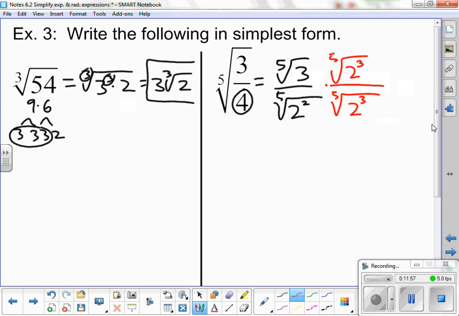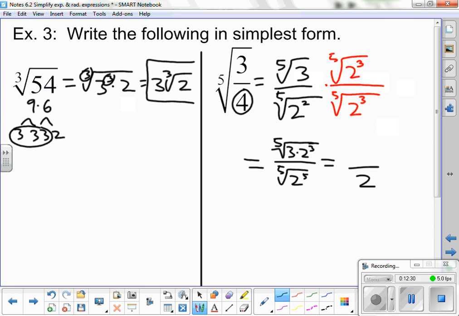Okay, so let's erase that. All right, so on the bottom, I will get the 5th root of 2 to the 5th. On the top, I will get the 5th root of, hold on, 3 times 2 to the 3rd. Okay. Now, the bottom part just ends up being a 2.